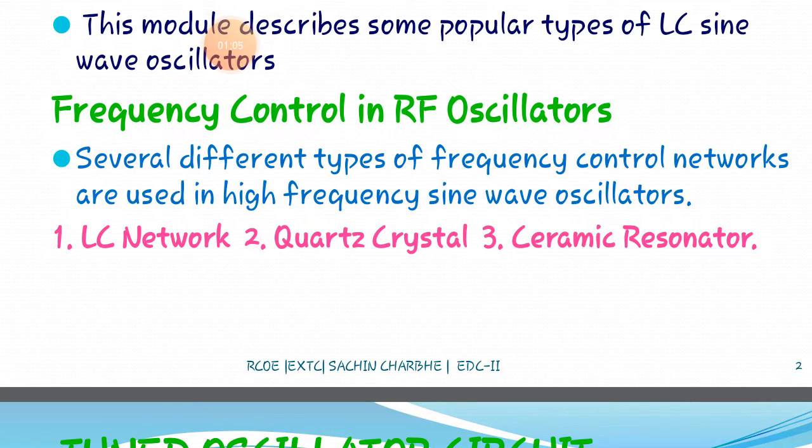Frequency control in RF oscillators. Different types of frequency control networks are used in high frequency sine wave oscillators. Those networks are LC networks, quartz crystal networks, and ceramic resonators. In LC networks, we will study the Hartley oscillator and the Colpitts oscillator. And the crystal oscillator is a combination of RLC: resistance, capacitance, and inductance.